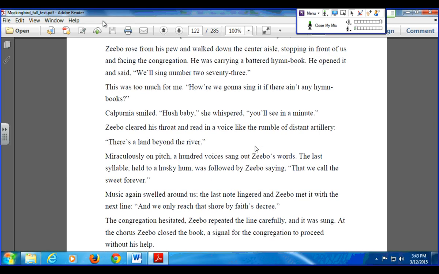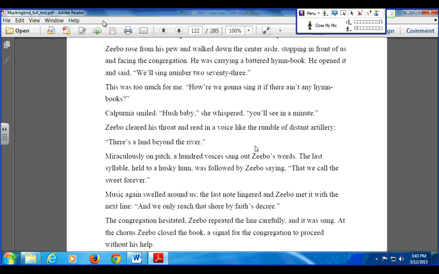"How are we going to sing if there ain't no hymn books?" "We're going to sound hush baby shorts. You'll see in a minute." Zebo cleared his throat and read in a voice like the rumble of distant artillery, "There is a land beyond the river." We were actually on pitch. A hundred voices sang out Zebo's words. The last syllable, held to a husky hum, was followed by Zebo saying, "That we call a sweet forever."